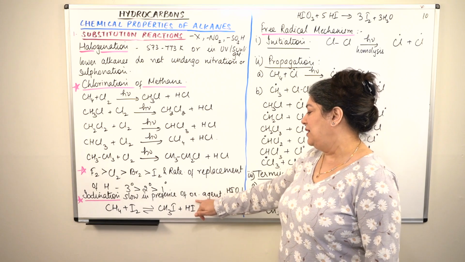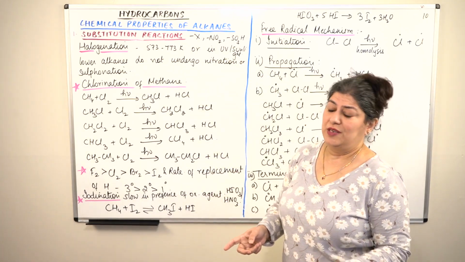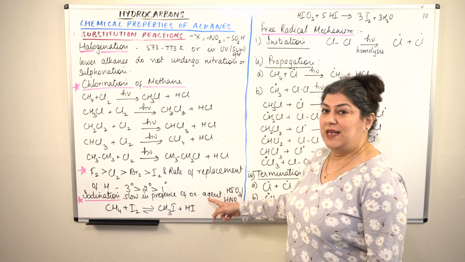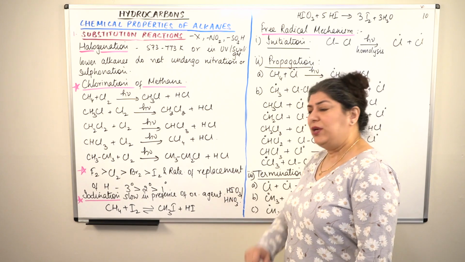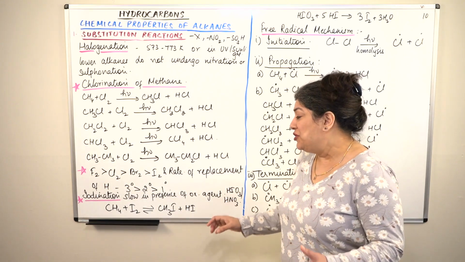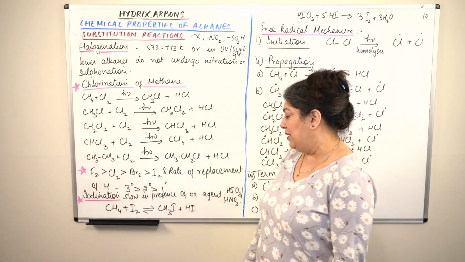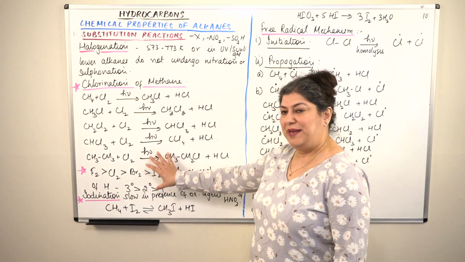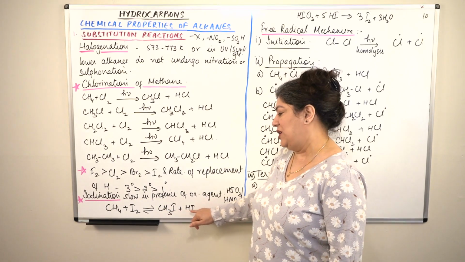It would have to be done in the presence of an oxidizing agent in addition to the sunlight or ultraviolet light. So an oxidizing agent like HIO3 or HNO3. Why? What does HIO3 or HNO3 do in this case? When methane reacts with iodine, the iodination takes place just as this happens. CH3I is produced and HI is produced.